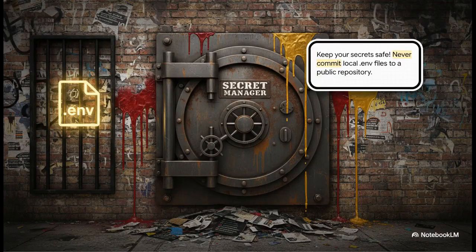Which brings us to the golden rule: keep your secrets off the streets. Never, ever commit local .env files to a public repository. Your code dictates what the app does, but your configuration dictates the environment it runs in. You have to treat your API keys and passwords like the crown jewels. Lock them away in secure secret managers provided by your cloud host, completely isolated from your public code.